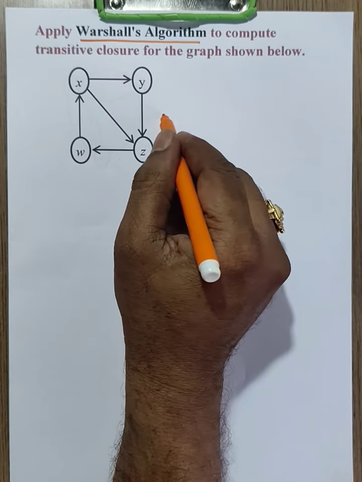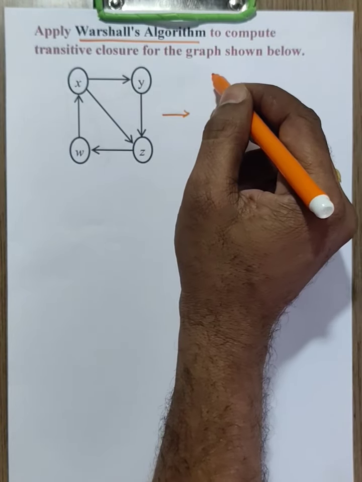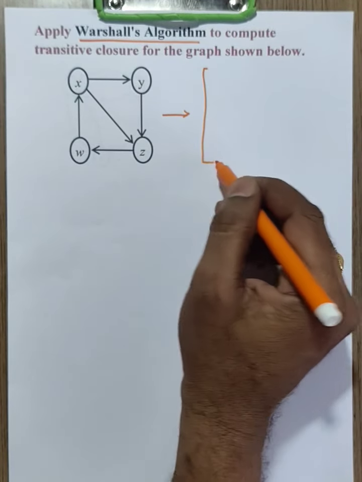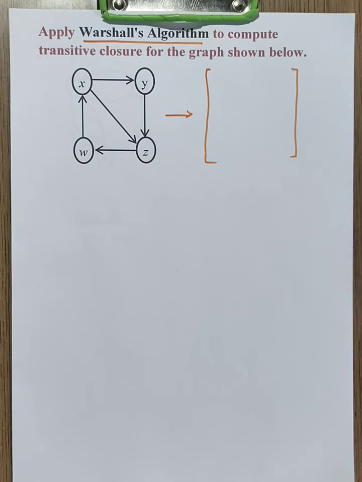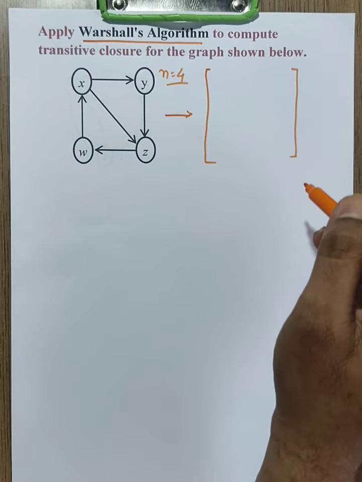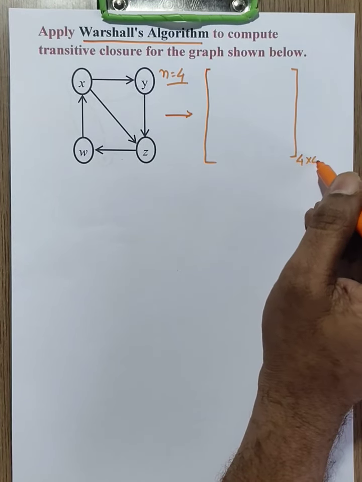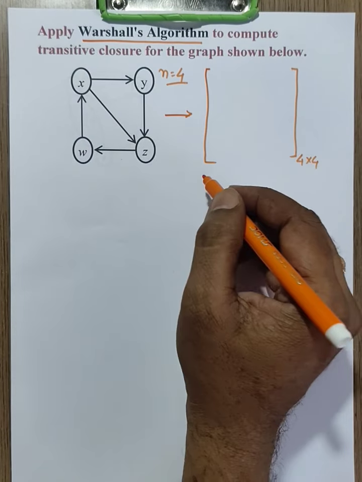Initially this graph is converted into a matrix. If a graph is given, convert the graph into a matrix, and if a matrix is given, convert that matrix into a graph. This is the adjacency matrix. If the graph size, the total number of vertices, is n equal to 4, then the matrix is 4 into 4, with 4 rows and 4 columns. Convert this adjacency matrix.